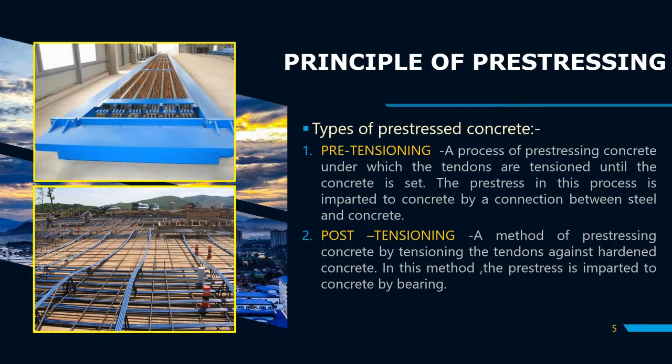There are two types of pre-stressed concrete. First is the pre-tensioning, second is the post-tensioning. If you look at the figure 1, pre-tensioning is a process of pre-stressing concrete under which the tendons are tensioned until the concrete is set. The pre-stress in this process is imparted to concrete by a connection between steel and concrete. Second is the post-tensioning, a method of pre-stressing concrete by tensioning the tendons against hardened concrete. In this method, the pre-stress is imparted to concrete by bearing.